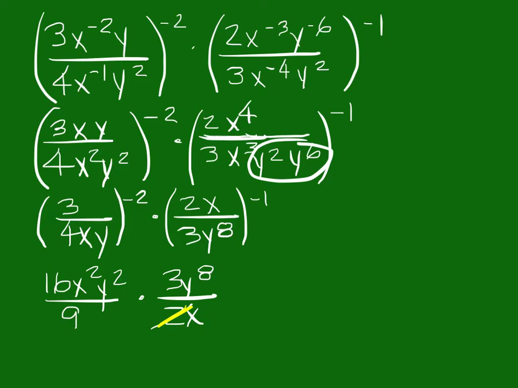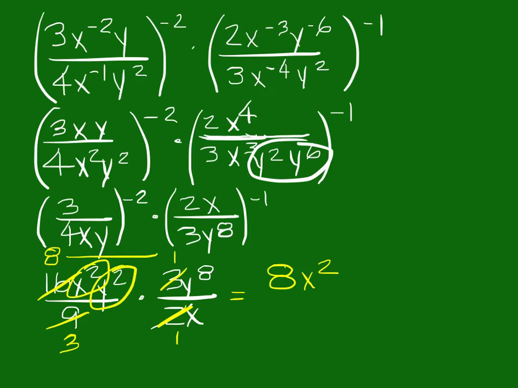You have a 2 into itself once and into 16 8 times. 3 into itself once and into 9 3 times. Now you can multiply straight across and have 8 times 1, which is 8. X to the second times no other x variable, so it's just x to the second. But you have a y to the second, y to the 8th, that is y to the 10th.